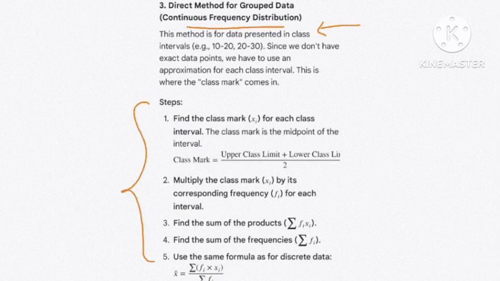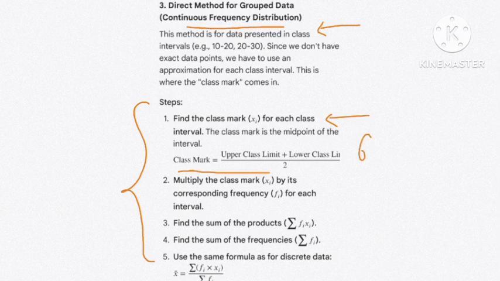So the first step is to find the class mark for each class interval. The formula is given here: class mark is equal to upper class limit plus lower class limit divided by 2.